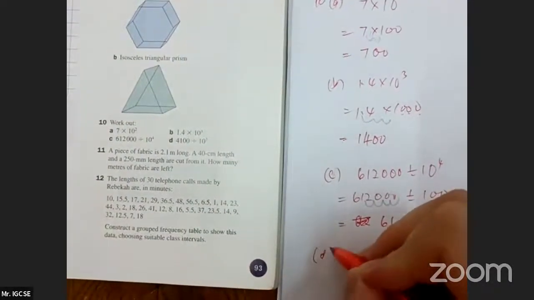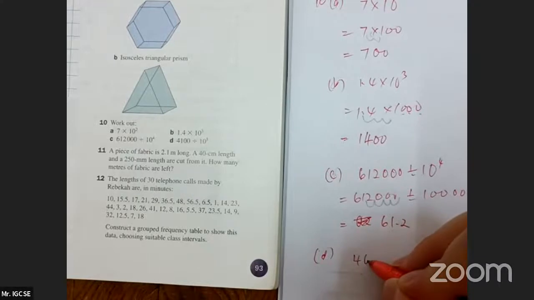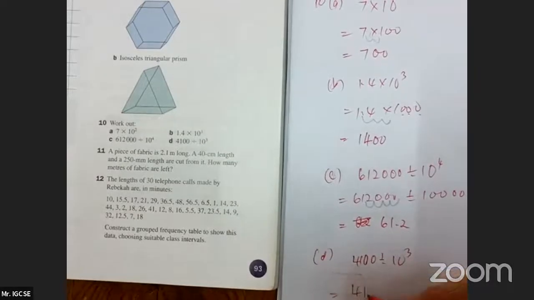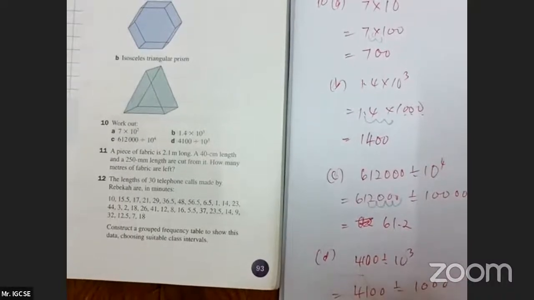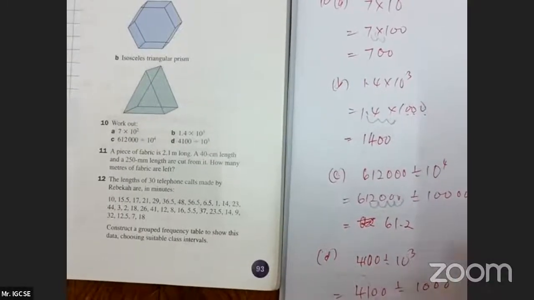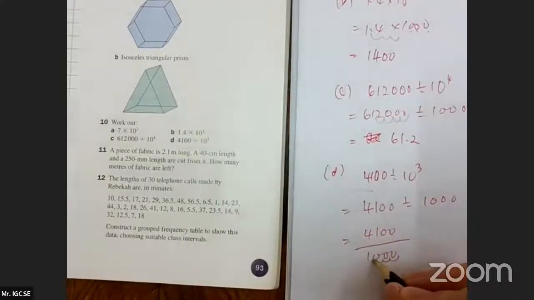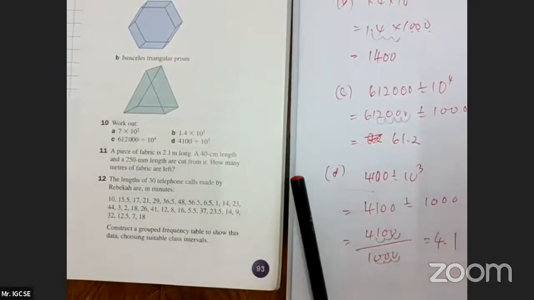And then we shall try the D. 4100 divided by 10 cubed. In another way, you can always try to use the fraction if you want. It means that this is 4100 divided by 1,000. So you want to make the denominator 1. So 1, 2, 3, move to the left, 1, 2, 3. So the answer will be 4.1 for this question.